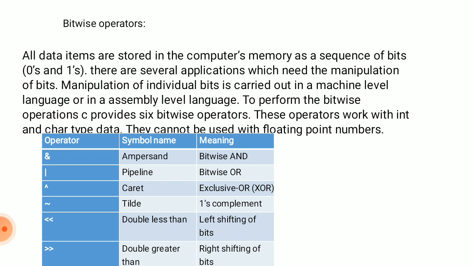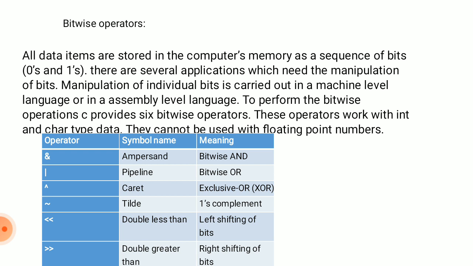So here there are 6 types of bitwise operator. In this table I have given the operator name, symbol and the meaning of that operator. The first operator is ampersand, that is a single and symbol. In logical operators we have seen double ampersand, that is logical AND, but here you should use only a single ampersand sign, that is bitwise AND. A single pipe is used for bitwise OR. Then caret, that is exclusive OR or XOR. Tilde operator is for one's complement, and double less than is for left shifting of bits. Then double greater than is for right shifting of bits.